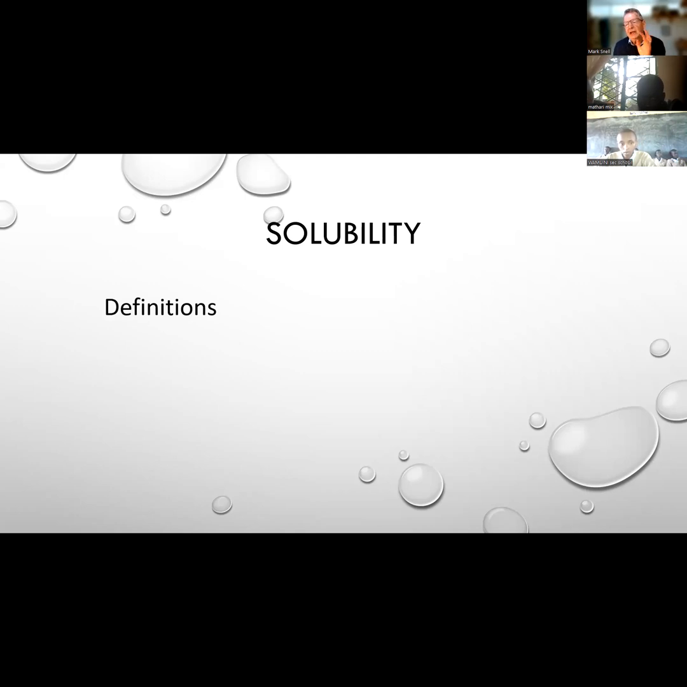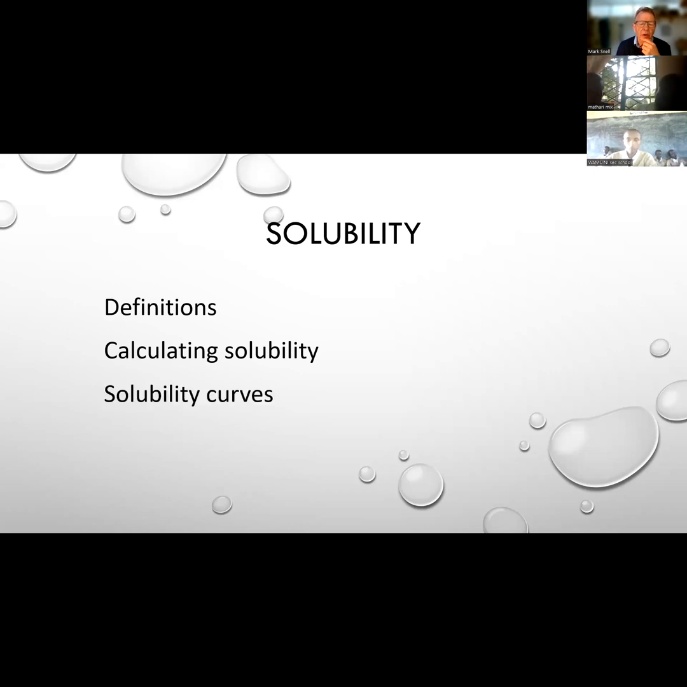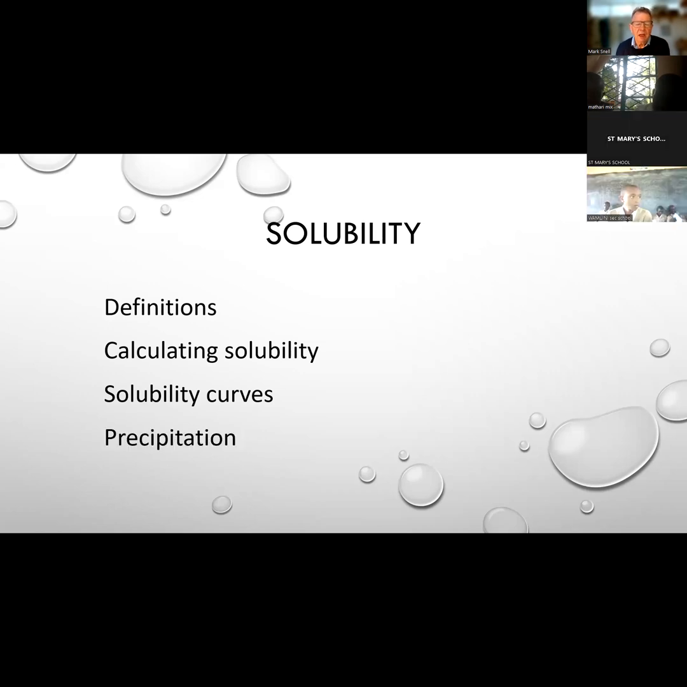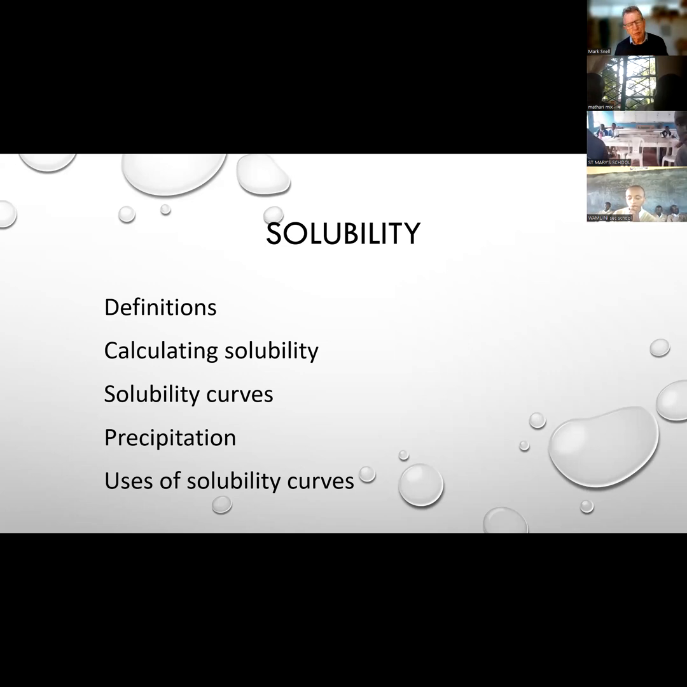We will very quickly look at definitions. I will show you one calculation of solubility, then I will give you one to calculate yourself. We will look at some solubility curves and what we do with those. We will do a couple of calculations there. We will look very briefly at precipitation and how we calculate that. And probably we will look at uses of the solubility curves themselves.